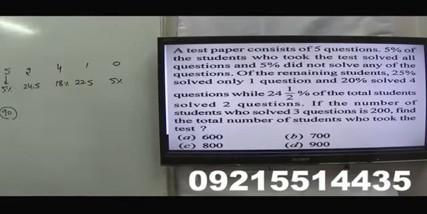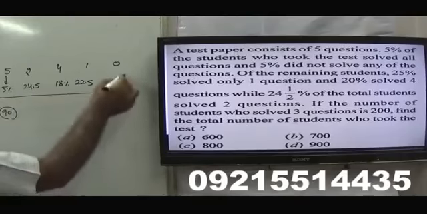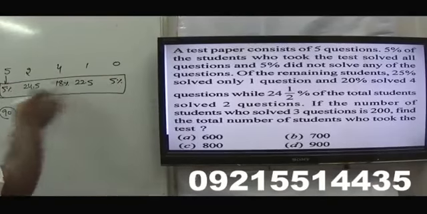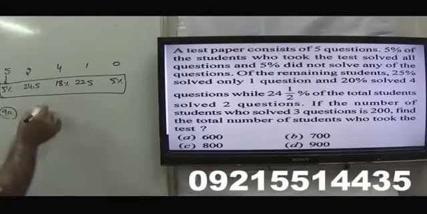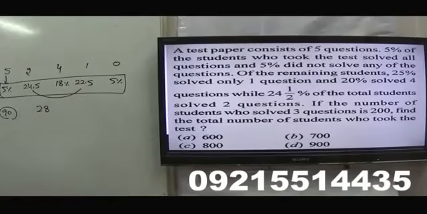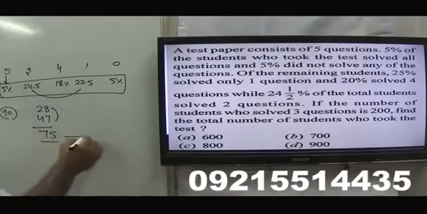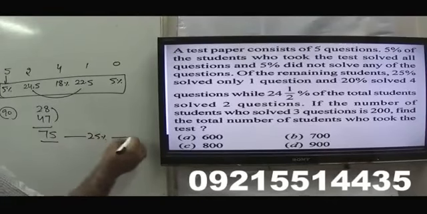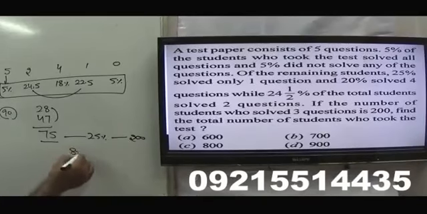Now, if the number of students who solved 3 questions is 200, just subtract this total sum out of 100. 5 plus 5, 10, plus 18, 28. When we add them, we can say that value is 47. So 28 plus 47 is 75, right? It means 25% of the students is equal to 200. So I can say my total students are 800, that's my answer.